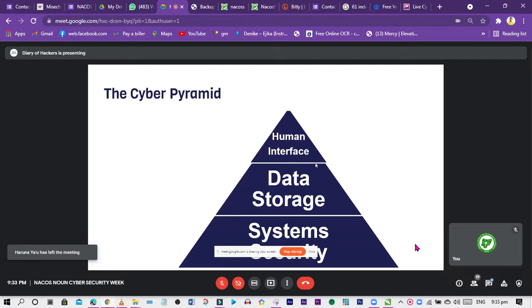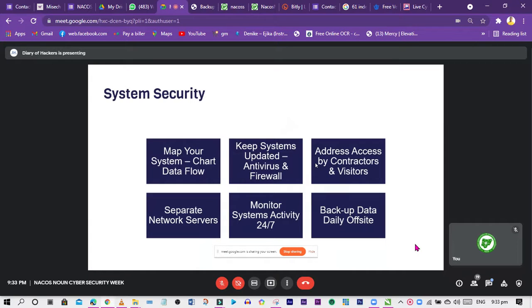Now, we also explained some of the preventive measures you use to put off these data breaches, right? You can map your system. You can keep your system updated by using antiviruses, firewalls, and all of those things. You have access control. You limit the number of visitors and contractors who can enter and have access to your company, which is a form of physical security. You can have separate network servers, so in case your database server is hit, it will not stop your website from coming up. You understand?